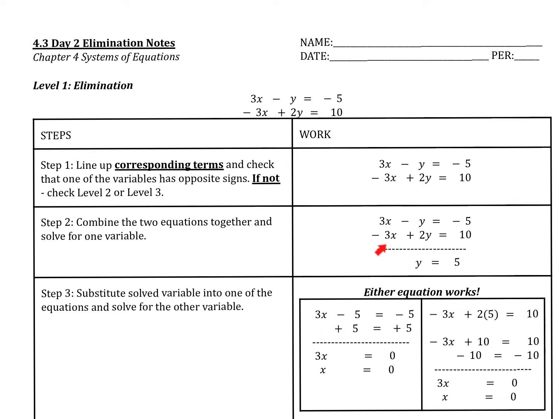When you add them, the 3x and negative 3x cancel, and negative y plus 2y becomes y, and 10 minus 5 is 5. Once you get y equals 5, you're going to use any of the given equations, plug in y as 5, and then solve for x. When you plug in y as 5, you get plus 5 on both sides, and then 3x equals 0. When you divide by 3, you get x equals 0.